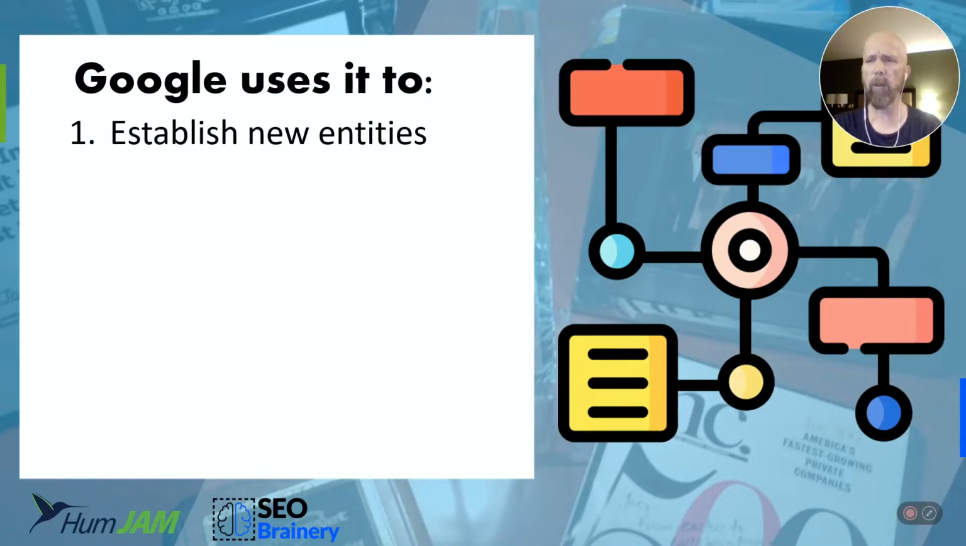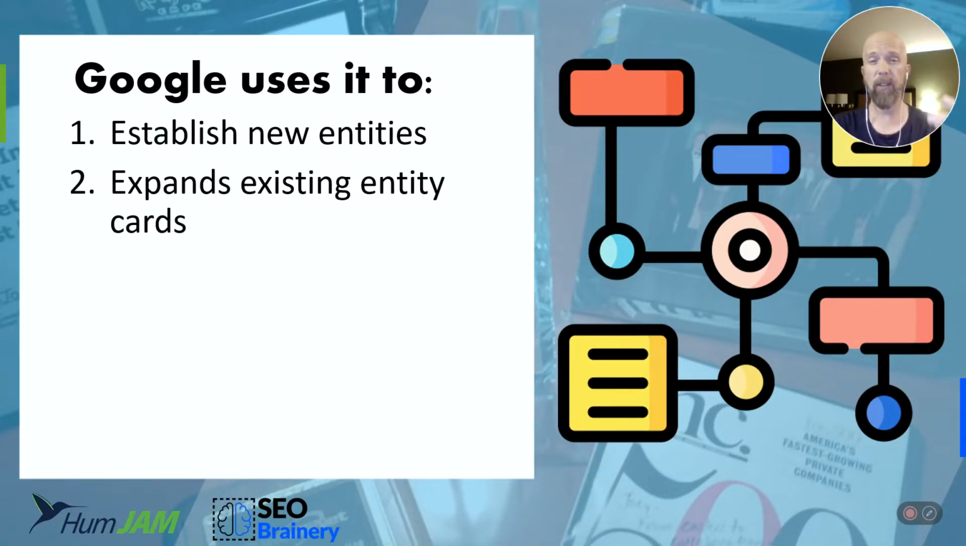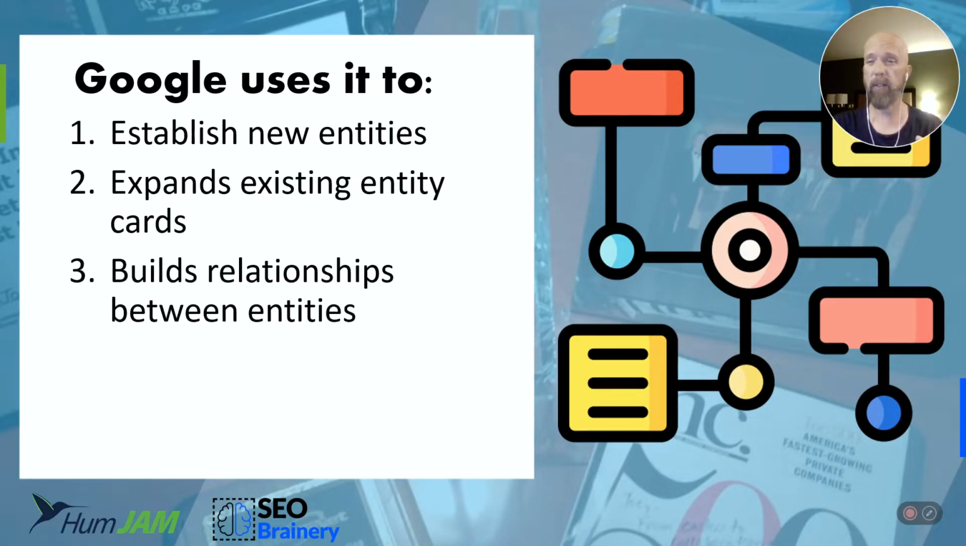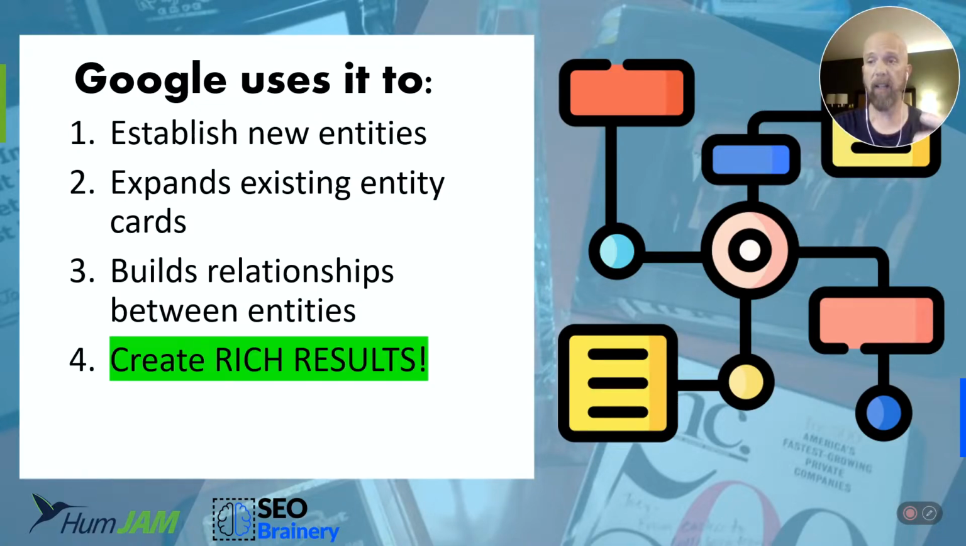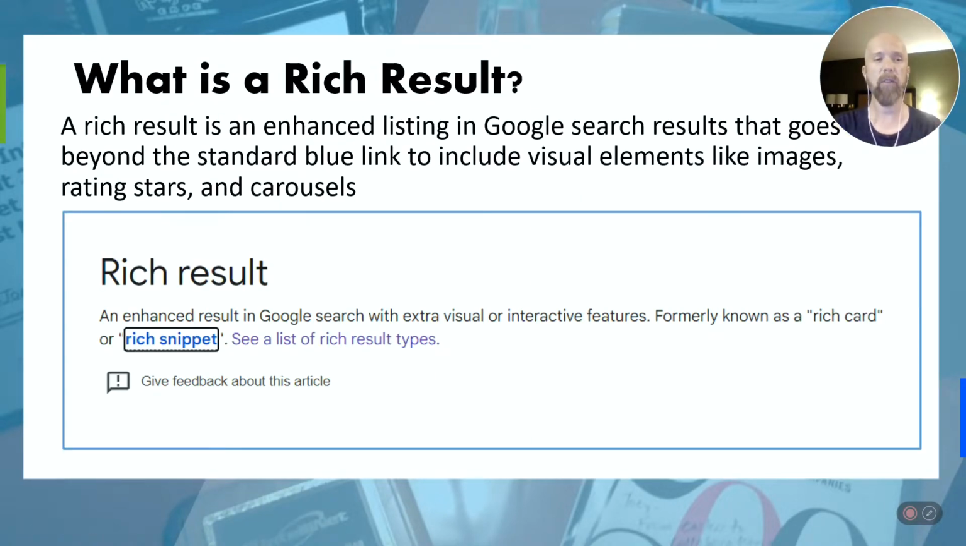So what does Google use it for? They use it to establish new entities. If you identify one on your page, it'll use it to establish new entities. It uses it to expand their existing cards about what they know about existing entities. So the more you give it, the better it enriches their data. It builds relationships between entities, and it creates, here's the important thing that helps us, rich results.